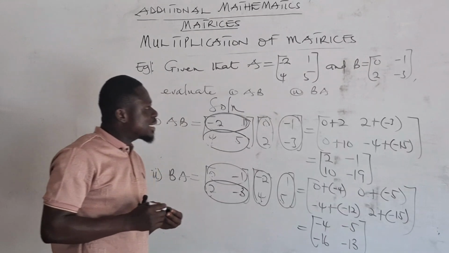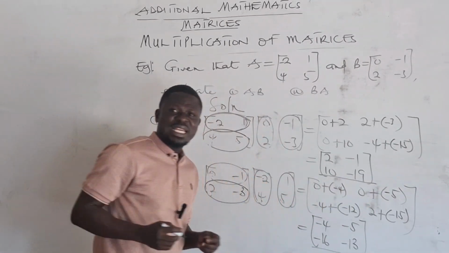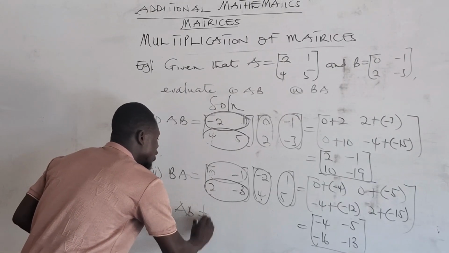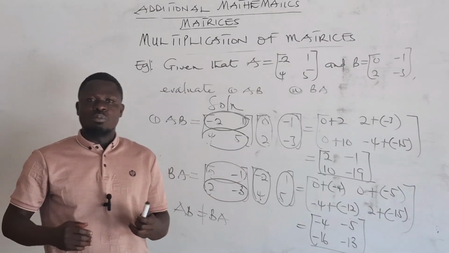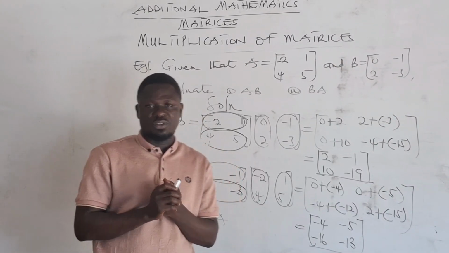So looking at the answers in both, the first one, we had this. The second one, we had that. We can see clearly that AB is not equal to BA. What it means is that multiplication of matrices is not commutative.